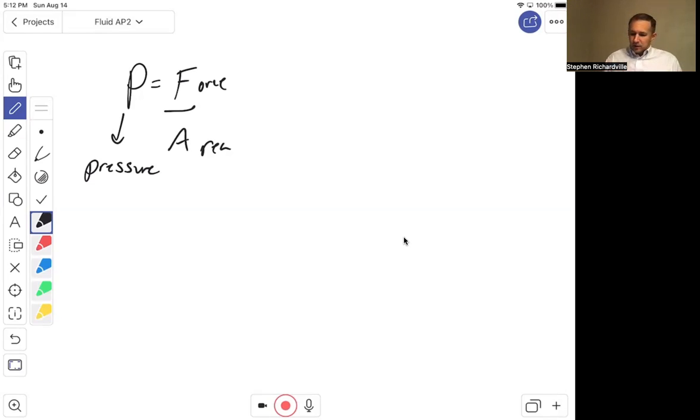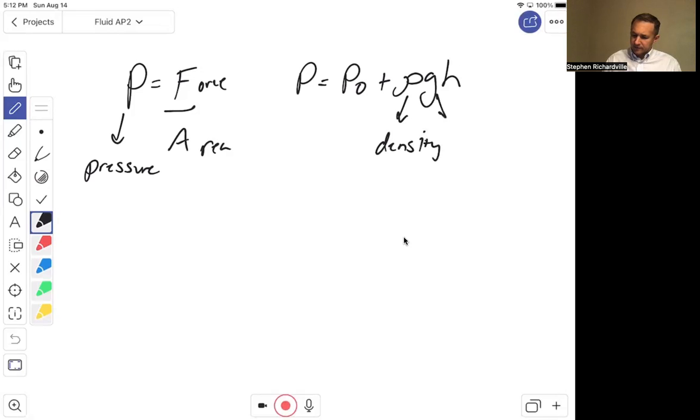Another equation that we used the other day was pressure equals P naught plus rho g h. Rho is density, g is acceleration due to gravity, 9.8, h is the depth, or really the height of the column of water above you, and P naught is atmospheric pressure at sea level. Now, to help you with your homework, this equation can be manipulated a bit.